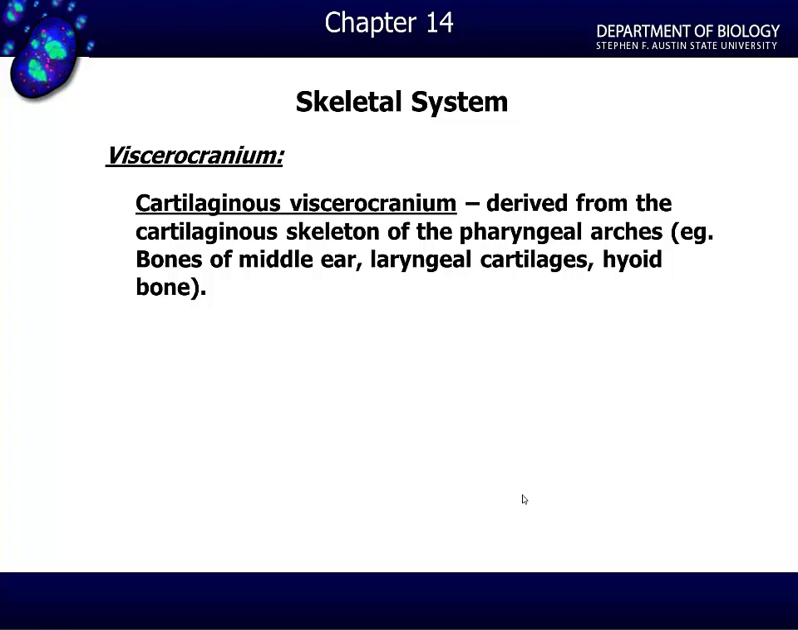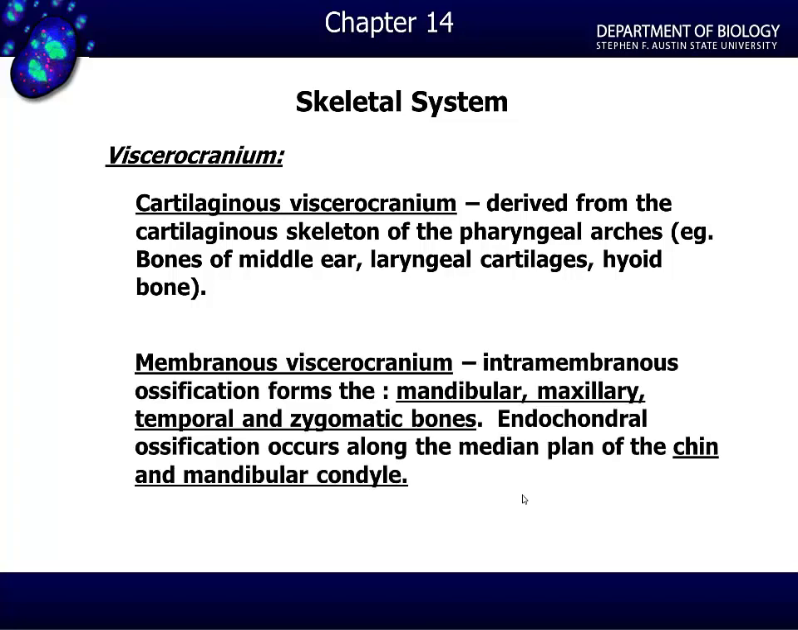The viscerocranium, this again is going to be the face, and we have the cartilaginous and the membranous one. The cartilaginous is derived from the cartilage of our pharyngeal arches. So we're going to have bones of the middle ear, laryngeal cartilages, and the hyoid bone. These are going to be a part of that viscerocranium. Whereas our membranous viscerocranium is going to be our mandible, maxillary bone, temporal, and zygomatic processes.